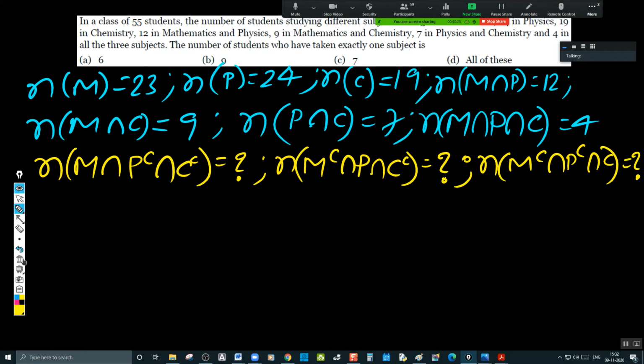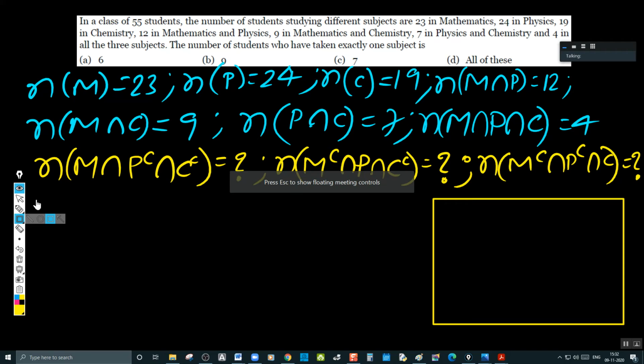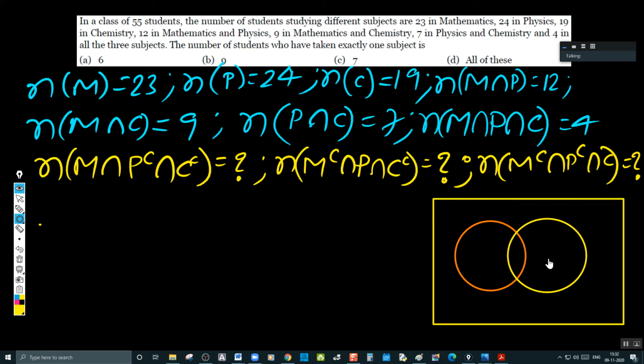Let me show you the diagram so that it is easily understandable and you can also do that easily. This is the universal set, which consists of, in a class of 55 students, he's saying. This is one set. And this one is another set. And this one is the third set. Just observe that.